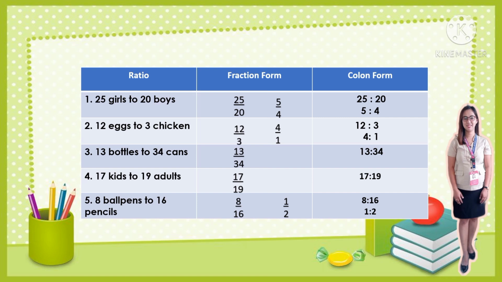Number 4, 17 kids to 19 adults. In fraction form, 17 is to 19. In column form, 17 is to 19. Number 5, 8 ball pens to 16 pencils. In fraction form, 8 is to 16 or 1 is to 2. In column form, 8 is to 16 and 1 is to 2.